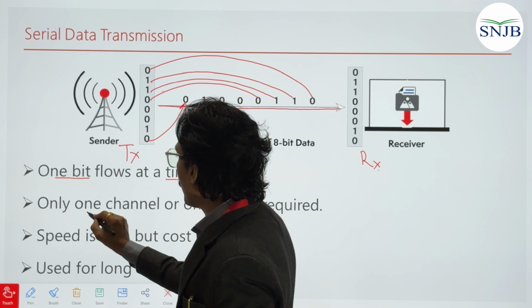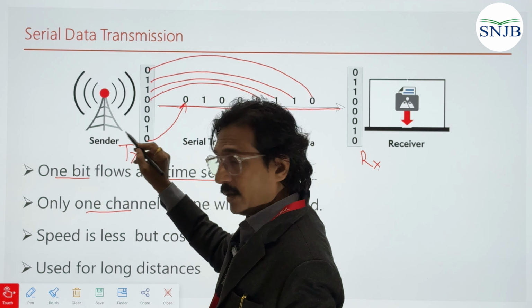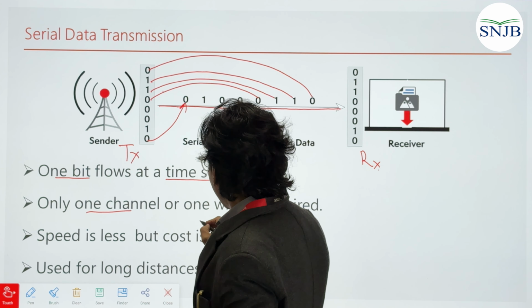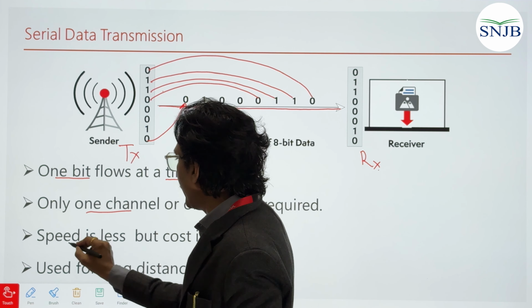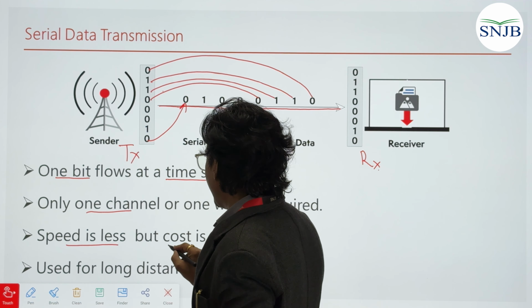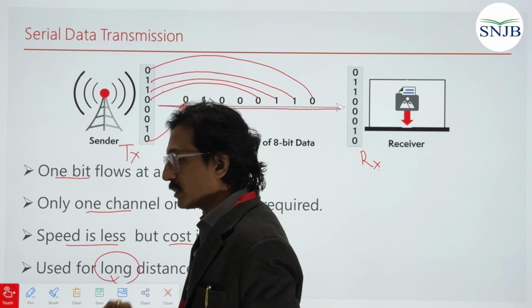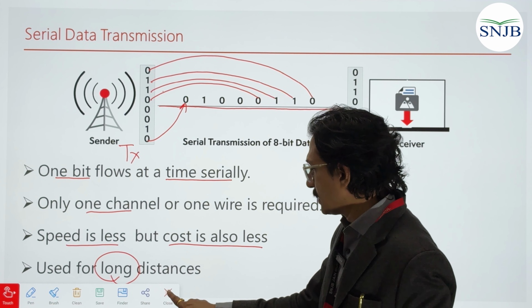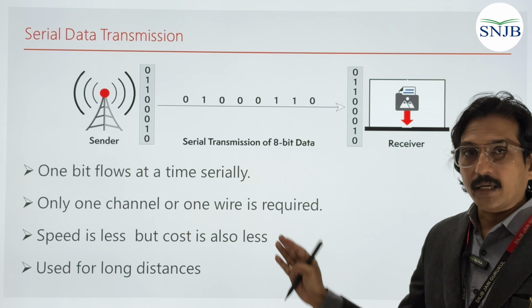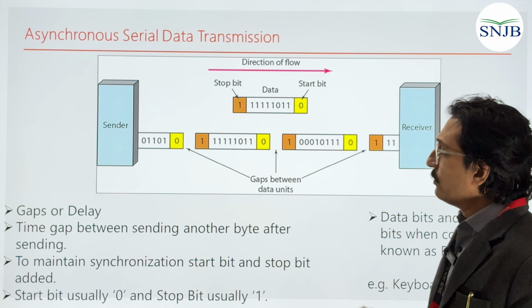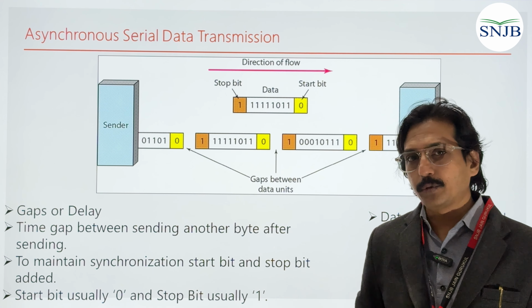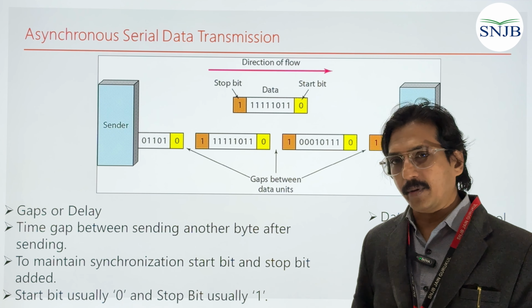Only one channel is there. One channel means one cable or one wire is required. Speed is less, but the cost is also less, and it is used for long distances. So this is about serial data transmission. Within serial, there are again two types: asynchronous communication and synchronous communication.